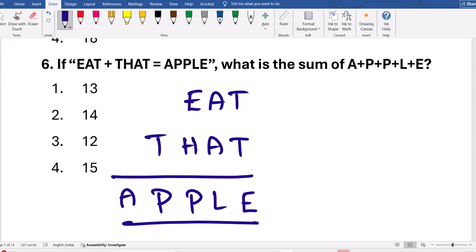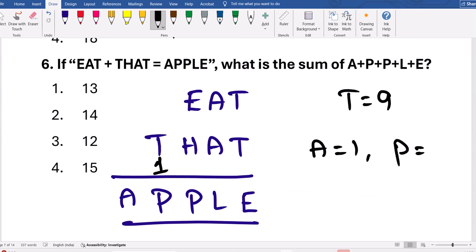If suppose T is 8, why T is 9? Why can't other values work? If T is 8, when you add these two, E plus H is nothing but two single digit numbers. When you add two single digit numbers, its maximum carry is 1. There may be no carry also. If there is no carry, T plus 0 should be T only. Here one extra letter A came, which means it should definitely generate a carry. There should be a carry from the previous column also. T must be 9, A must be 1, P must be 0.